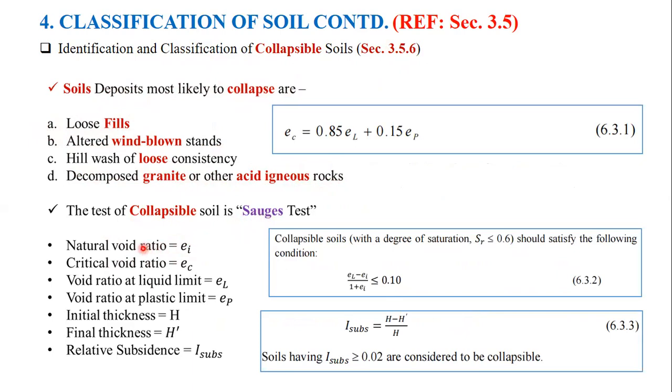And these are the samples of these equations. These equations are most vital to calculate the critical void ratio and identify collapsible soils. Just check this criteria, and if this criteria is fulfilled, that means a relative subsidence greater than 0.02 is considered to be collapsible. If the soil is fill or wind-blown, loose, granite, acidic igneous, you must check whether it is collapsible or not. This just uses simple equations.